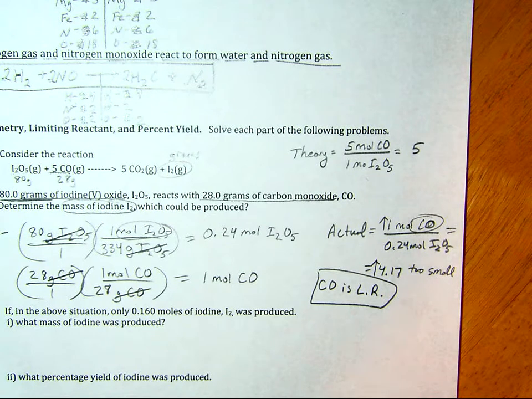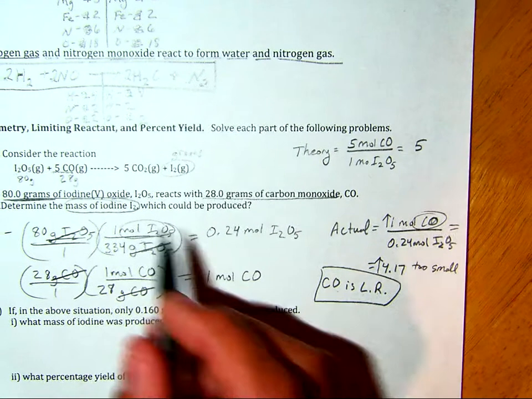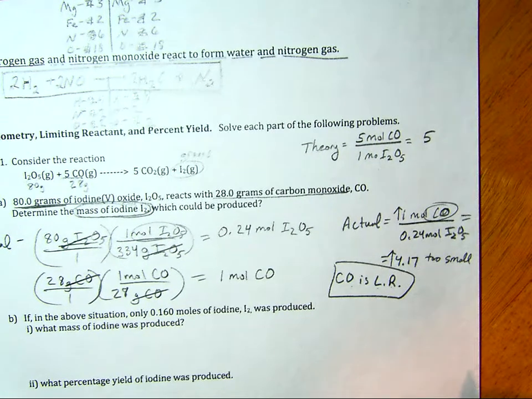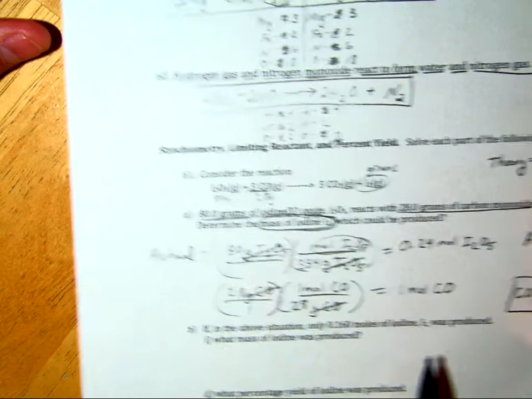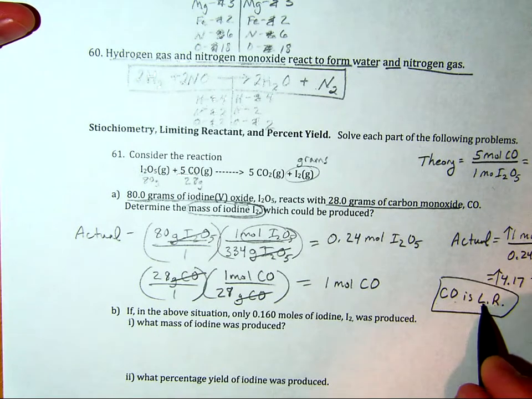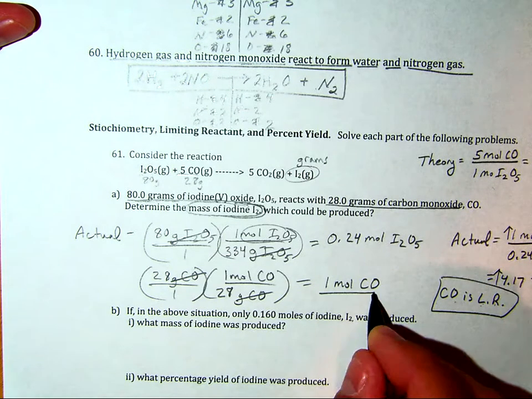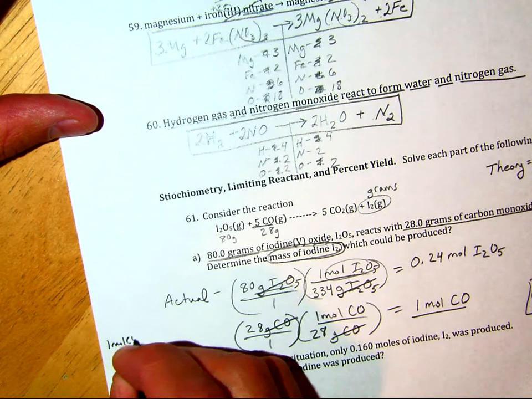Now let's go to part B. Well, actually, we still haven't answered everything in part A. So if carbon monoxide is my limiting reactant, it wants us to determine the mass of iodine which could be produced. So now we're going to use some stoichiometry here. I'm going to come over and do the stoichiometry over here. If we know that carbon monoxide is my limiting reactant, we're going to base my stoichiometry off of it. So we have 1 mole of CO. So I'm going to start my stoichiometry with 1 mole of CO and put it over 1.